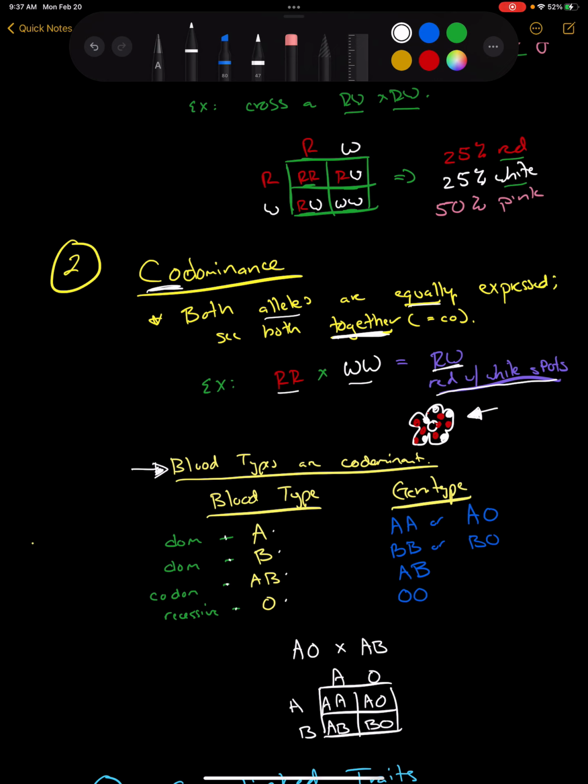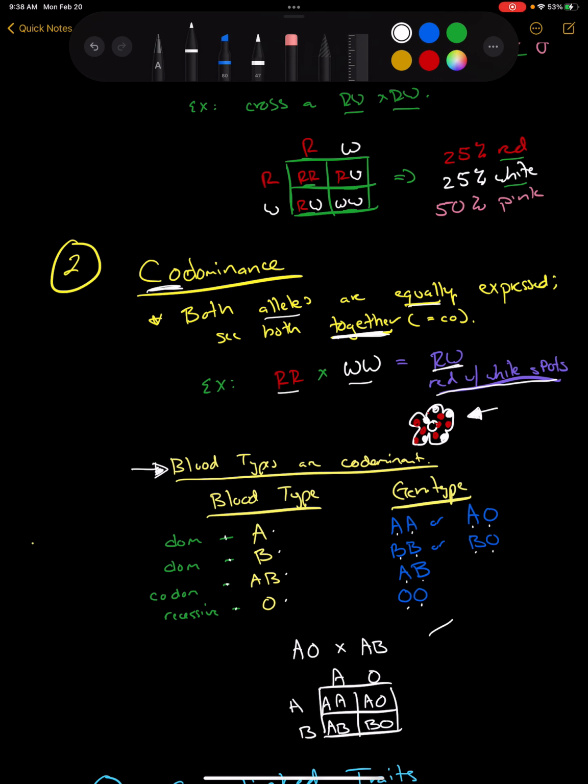So if I do my genotypes, A blood can either have two A alleles, or it can have an A and an O, because don't forget O is recessive. For B blood type, I can have two Bs, or I can have B and an O allele. For AB blood type, I can only have AB. And then for recessive, I can only have two O's.